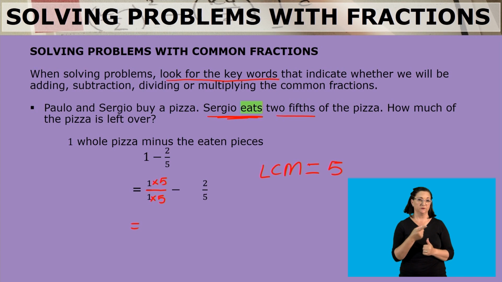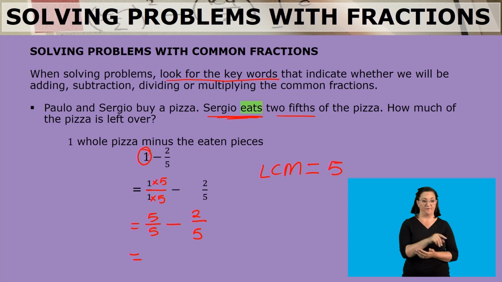What do we have as our fraction now that it has been changed? This will be 5 divided by 5. And what is 5 divided by 5? It still is 1, which is what we originally had. So the value does not change. And now I have 5/5 minus 2/5. What does that leave me with? If you are thinking of 3/5, then you are absolutely correct. That means that Sergio didn't finish the pizza. Paolo still has some pizza to eat.